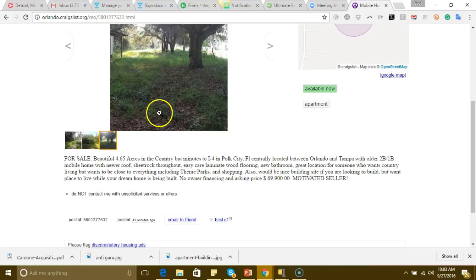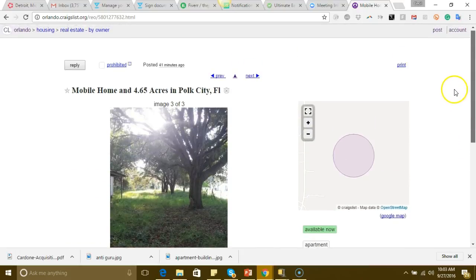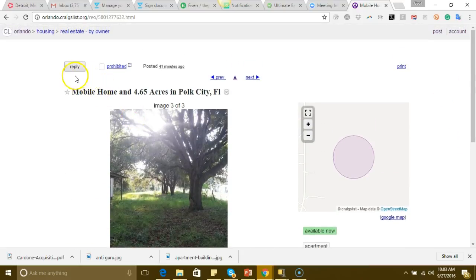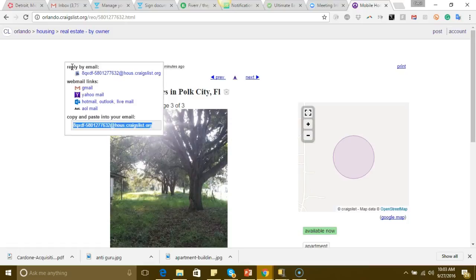See, I wouldn't be interested in that, and it says motivated seller, so it says motivated, but he doesn't want owner financing. What I would do is I'm just still going to do a quick response. I want to do a couple of different responses, at least 2 different responses, so you guys could see.